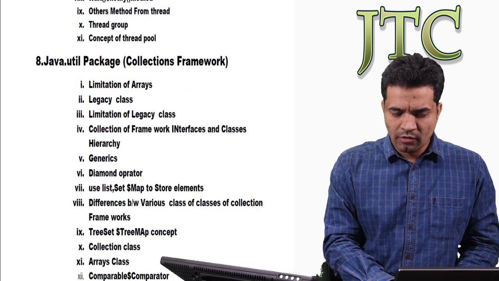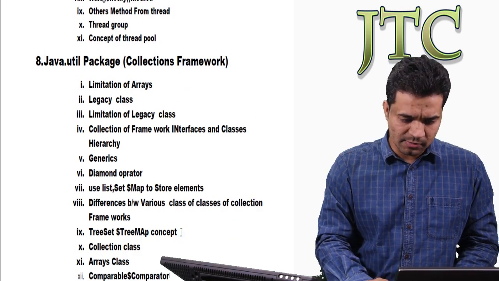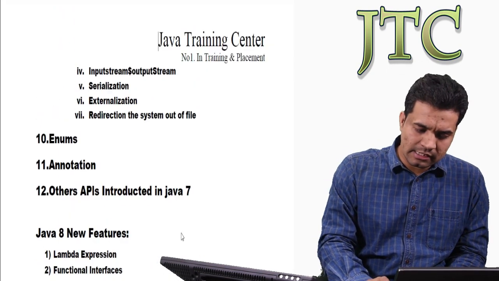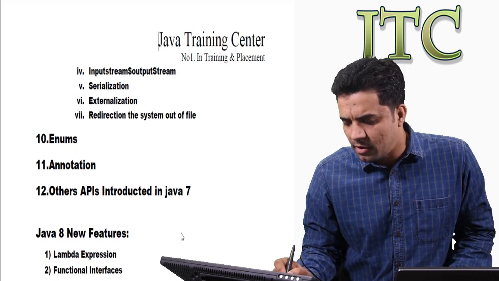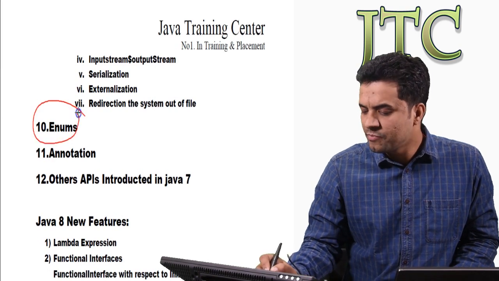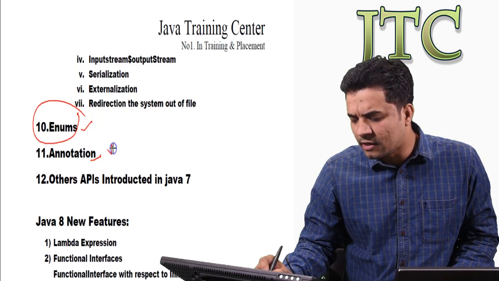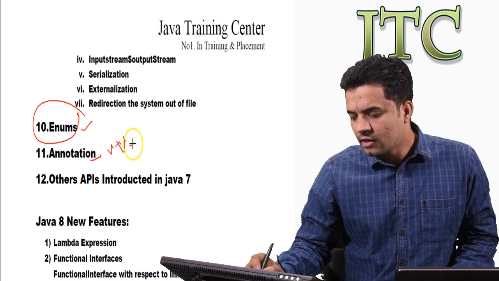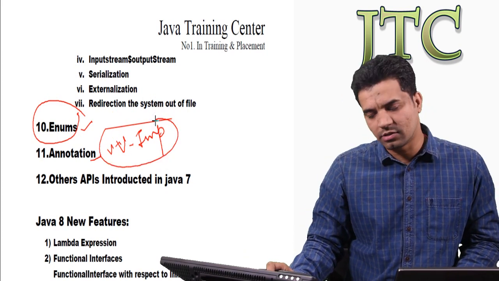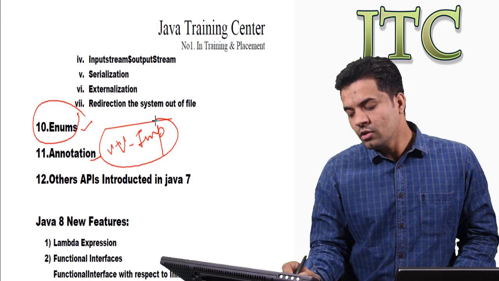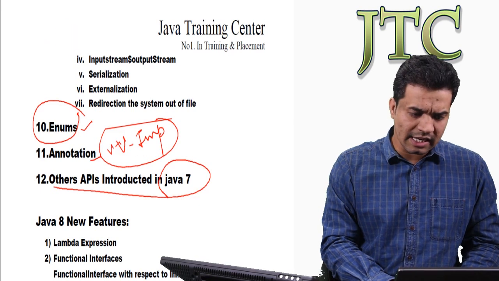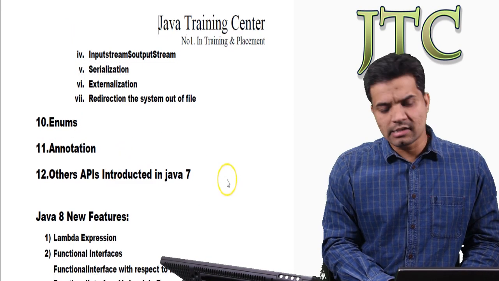Next to that, I'm writing the new concepts also in the java.io package. We will be discussing the java.io package. Apart from that, some of the basic concepts which I have already written here: the enum is there, and apart from the enum, annotation is there. Very important concepts. Java.io package, annotations. After this, other APIs introduced in Java 7 also. In Java 7 there are lots of changes, and that also we will be discussing here.